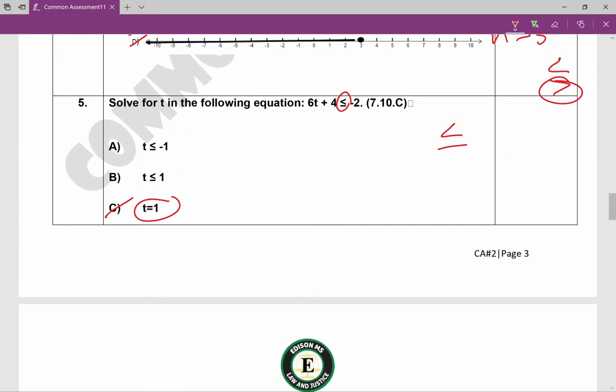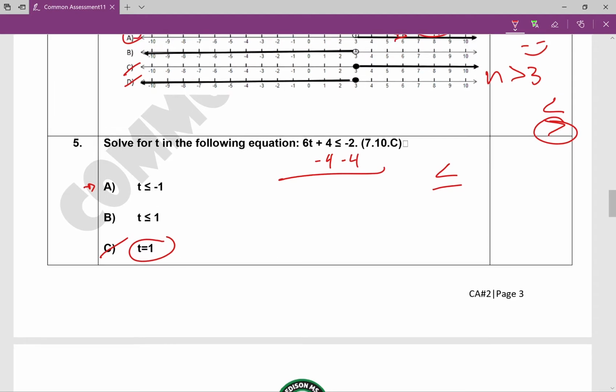Now, if you look at this, is that multiplying or dividing? Multiplying. Is 6 negative? No. So that means the sign has to stay the same. It's not going to flip, right? So I'm thinking my answer is going to be A. Why A? Because I have a negative and a positive at the end, but let's find out. Maybe it's not A. So the first thing we're going to get rid of is the 4. So we're going to subtract 4 on both sides.